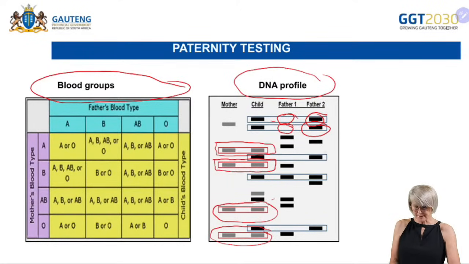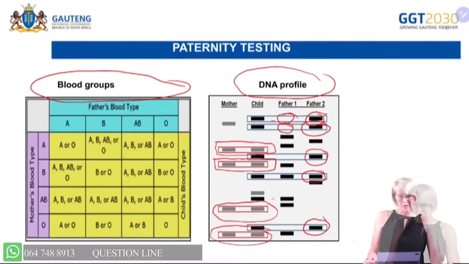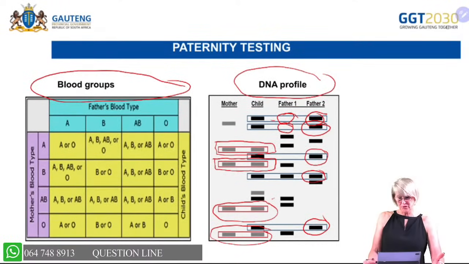Then we go further down and have a look at other common characteristics, and we see that father 2 has all. It can't be some, because a child only gets its DNA from its mother and a father. It doesn't get it from two fathers. So all the bars of an individual must match what is left on the child's DNA profile that is not common with the mother.